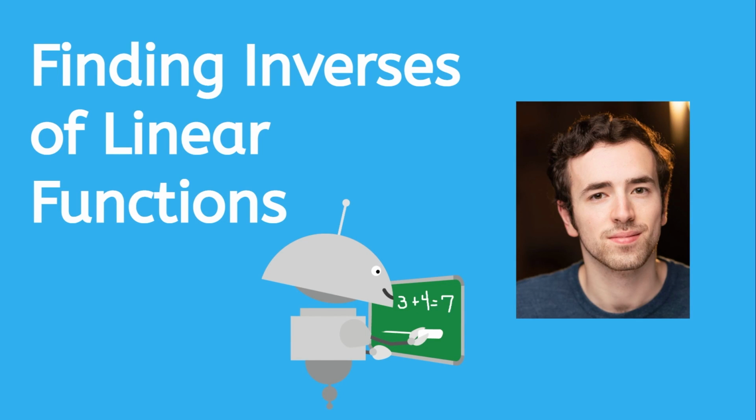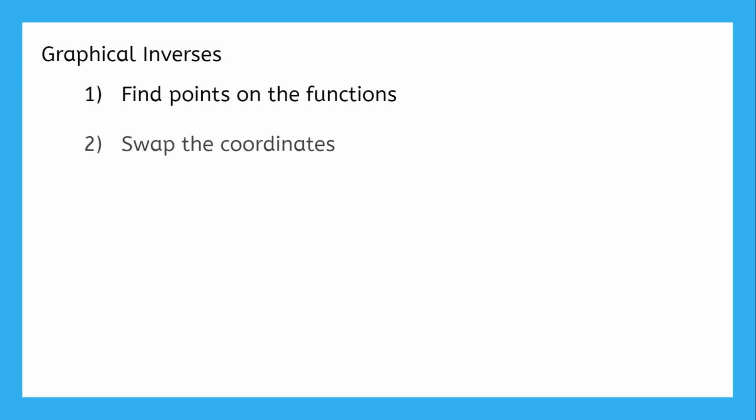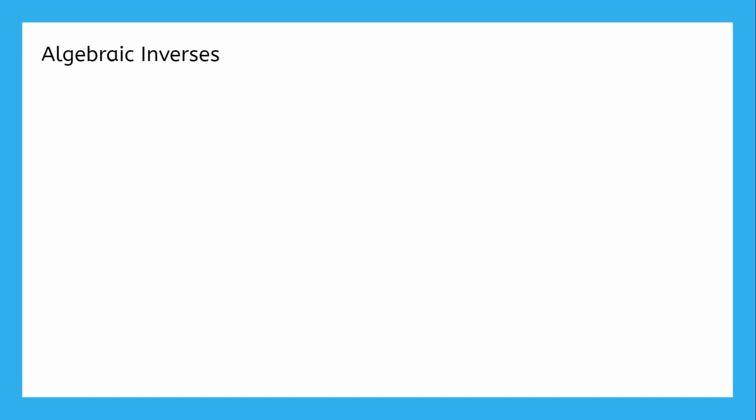In the last video, we looked at how inverses work on a graph. But in this video, we're going to learn how to find algebraic inverses even if there isn't a graph. With graphical inverses, the process is pretty easy. You find the points on the function and then swap the coordinates. Algebraic inverses are based on the same concept, swapping the variables.